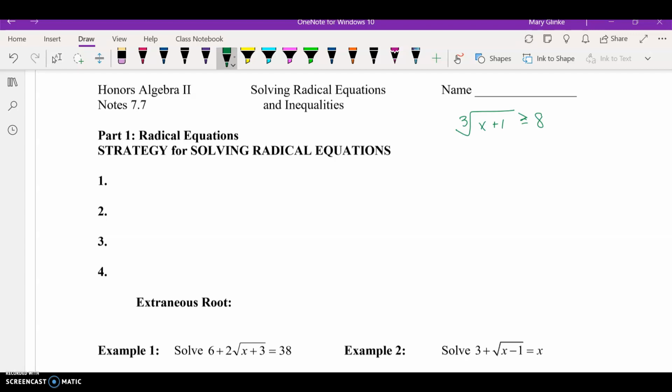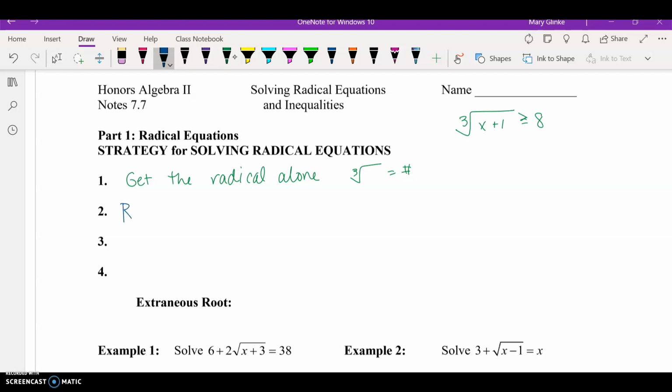So we're going to have this four-step approach to solving the radical equations, and even the inequalities are going to be very similar. Step 1: you're going to go ahead and get the radical alone. So it should be like the cube root of something equals a number or an expression. If there's more than one radical in the problem, you're going to get one of those radicals alone.